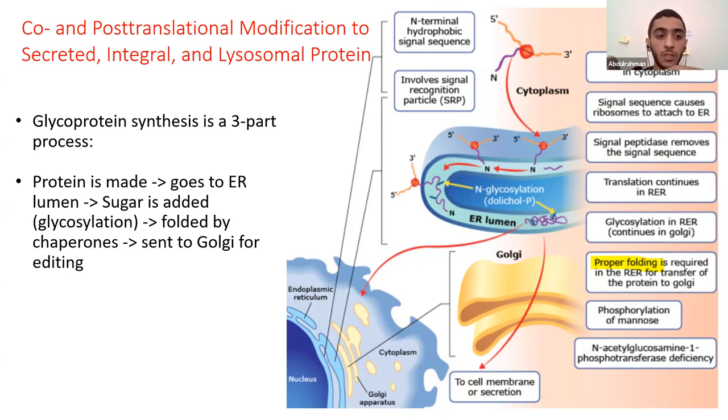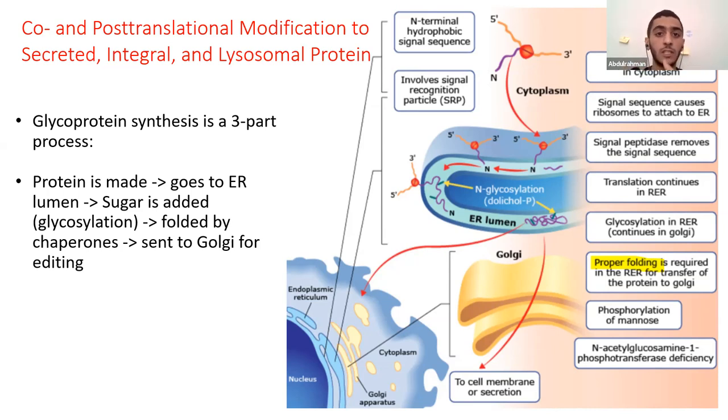We already made the protein. So what's left only is going to be adding the sugar. So once the protein is in the endoplasmic reticulum, we're going to add the sugar by a process referred to as glycosylation. Glycosylation is basically just putting on the sugar on the protein. Now the sugar is made, and then this protein is going to get folded in the endoplasmic reticulum. It's really important to know that the folding takes place in the endoplasmic reticulum.